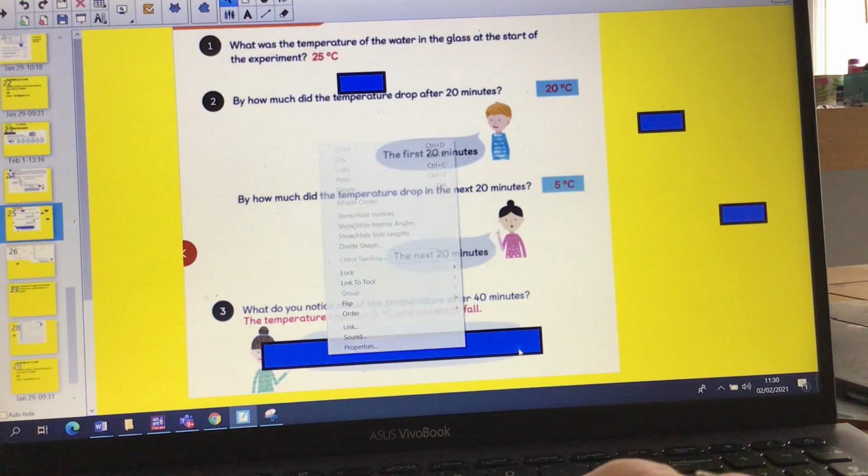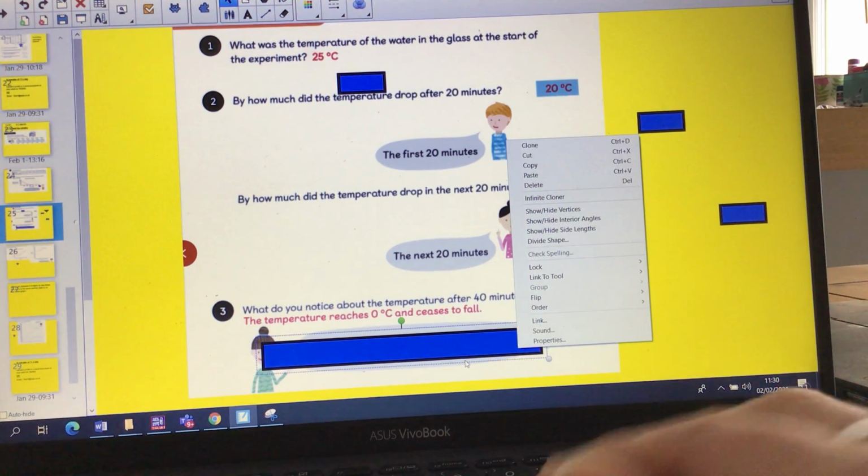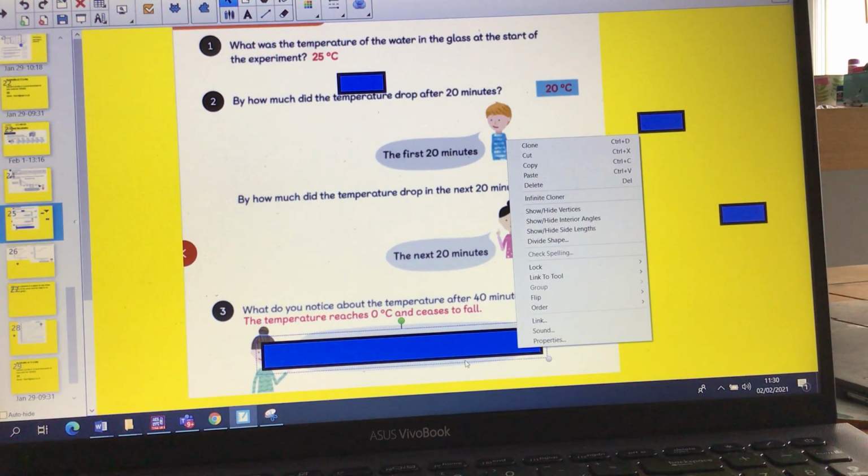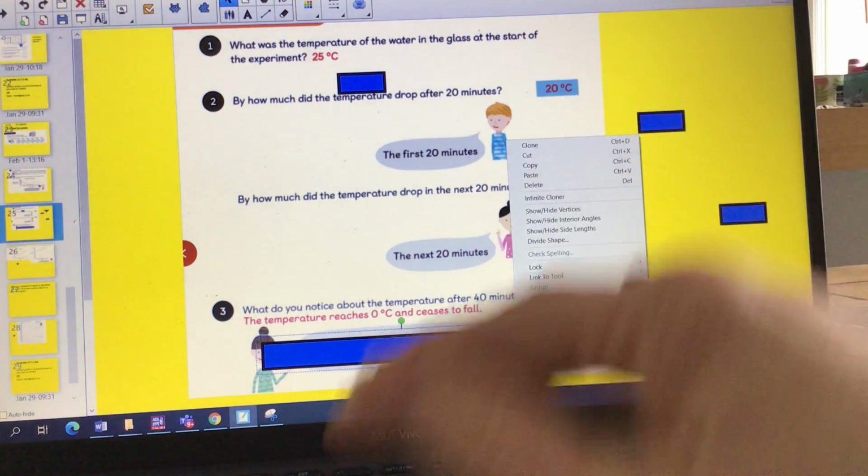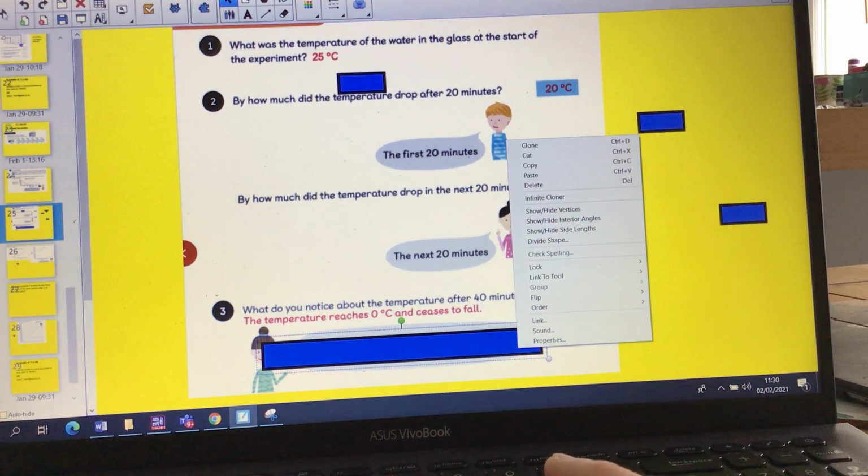Oh, just lift that off there a little bit. There you go. The temperature reaches 0 degrees and ceases to fall. It stops going any lower.